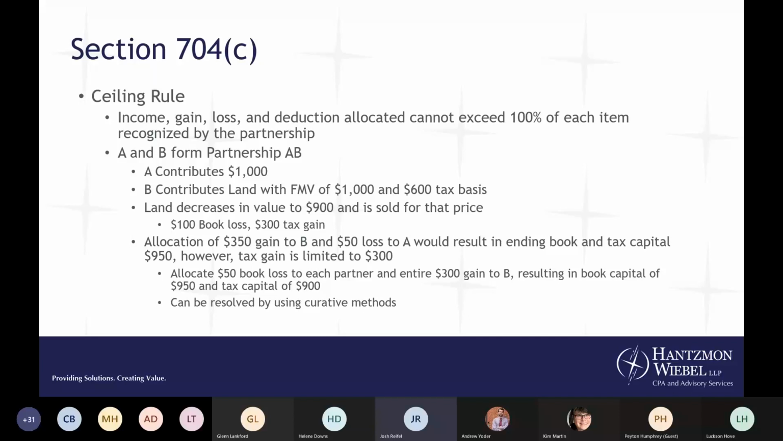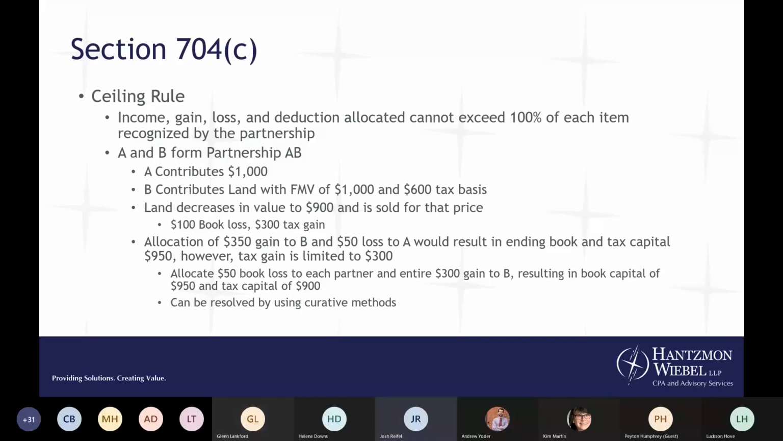So if you're trying to bring book and tax capital basis into alignment, you would think that allocating $350 gain to B and a $50 loss to A would result in ending book and tax capital of $950. However, you can't do that. There's only $300 of tax gains, so you can't just allocate what you don't have. So in this case, the $50 book loss to each partner, you got $100 book loss allocated 50-50, and the entire $300 gain is going to be allocated to B.